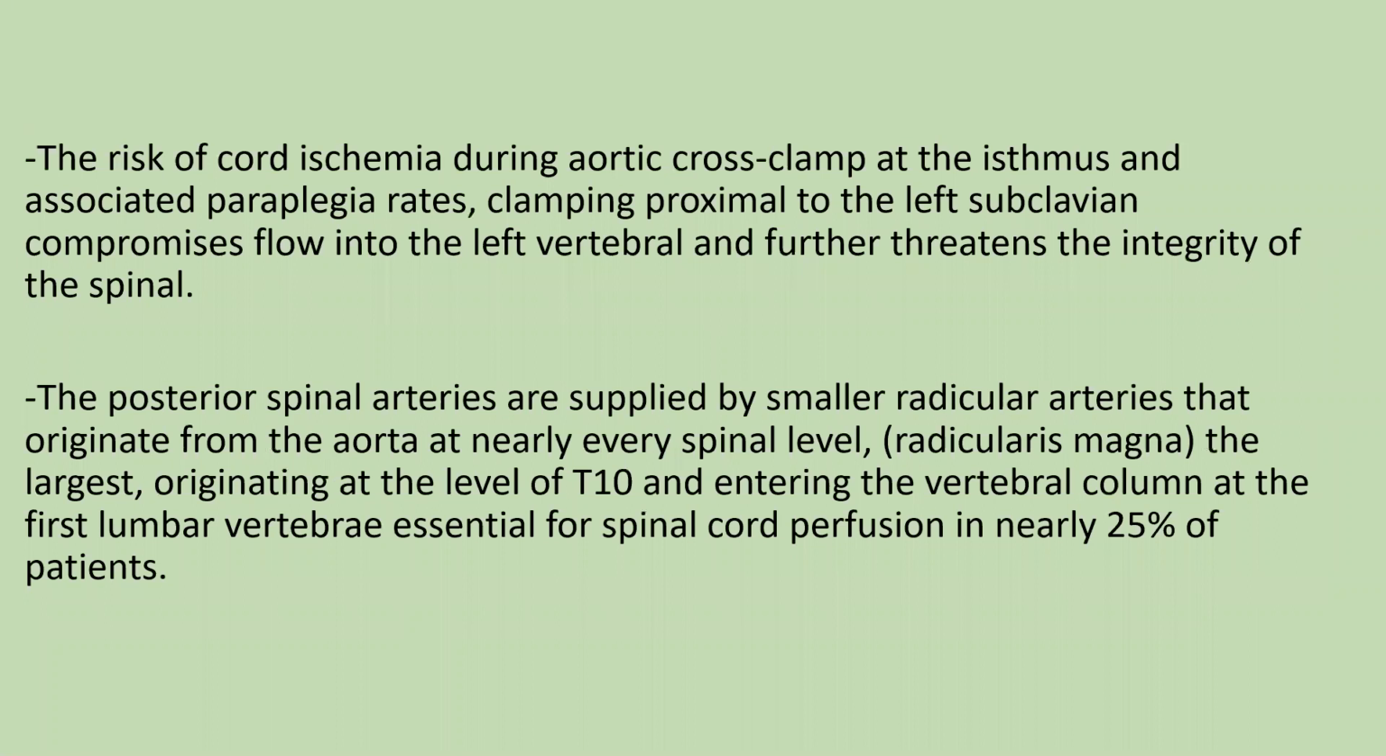So there is a risk of cord ischemia during aortic cross clamp at the isthmus and associated paraplegia rates. Clamping proximal to the left subclavian compromises flow into the left vertebral artery, further threatening the integrity of the spine. The posterior spinal arteries are supplied by small radicular arteries originating from the aorta at nearly every spinal level. The radicularis magna, the largest of them, originates at the level of T10 and enters the vertebral column at the first lumbar vertebra, essential for spinal cord perfusion in nearly 25% of patients.